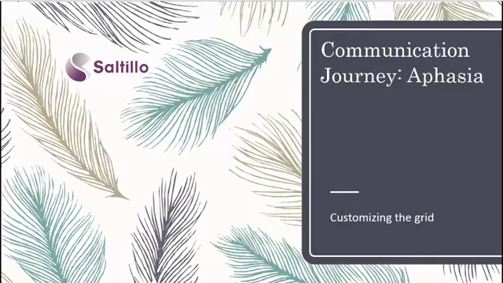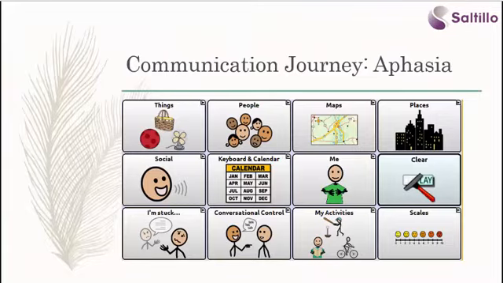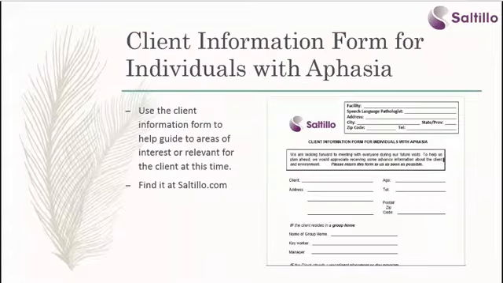Communication Journey Aphasia. This brief tutorial will cover editing the grid size to meet the needs of a client using this file. The default Communication Journey Aphasia layout will begin with a 12-location grid. Based on the client's capability, the grid size may need to be changed and then built upon as the client progresses.